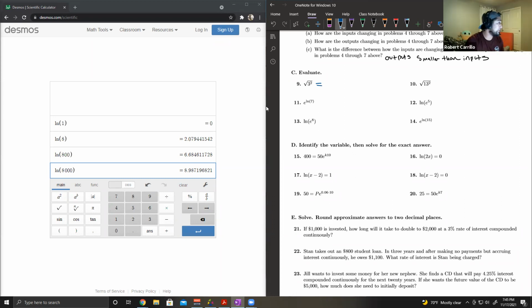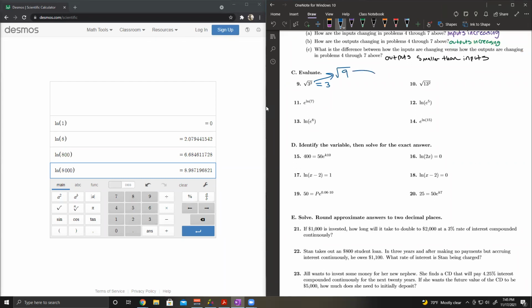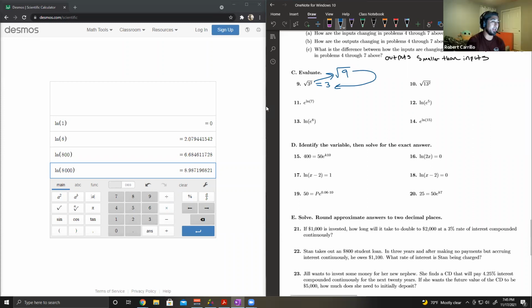So the square root of 3 squared, the square root and that square would cancel, and what number would I be left with? 3. That's it. If you wanted to check your work, well, what's 3 squared? 9. And what's the square root of 9? 3. Look at that. We say that square root and that square cancel.